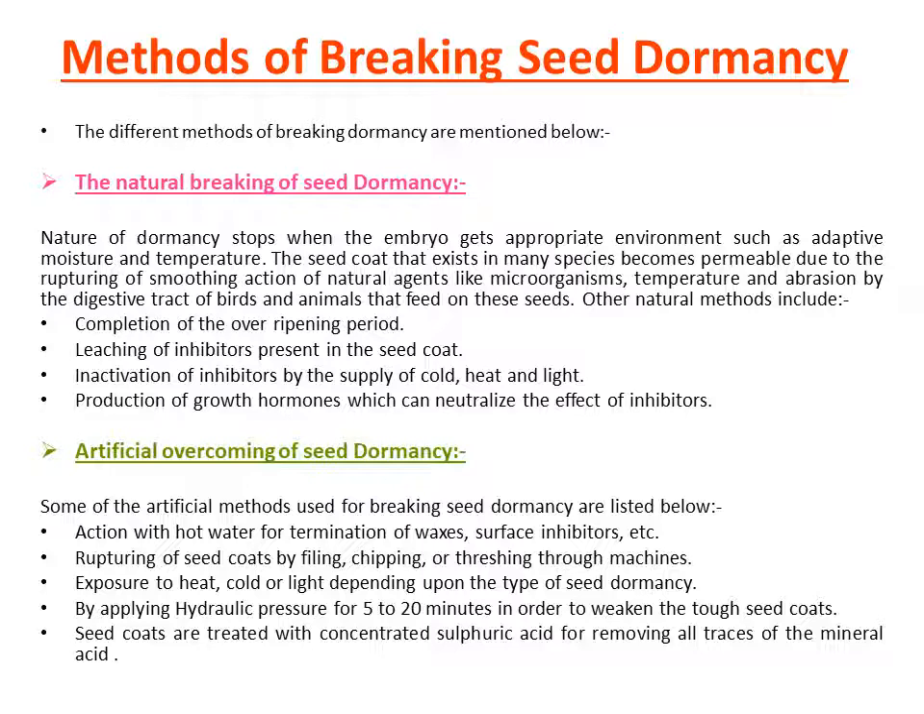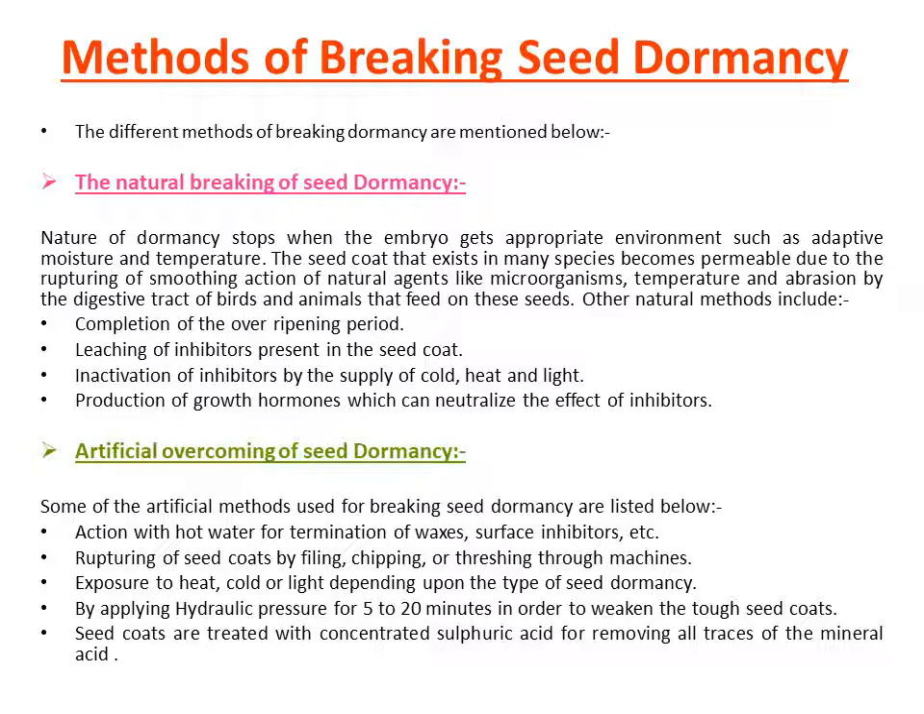Besides these, other natural methods are completion of the after-ripening period, leaching of inhibitors present in the seed coat, inactivation of inhibitors by the supply of cold, heat and light, and production of growth hormones which can neutralize the effect of inhibitors.